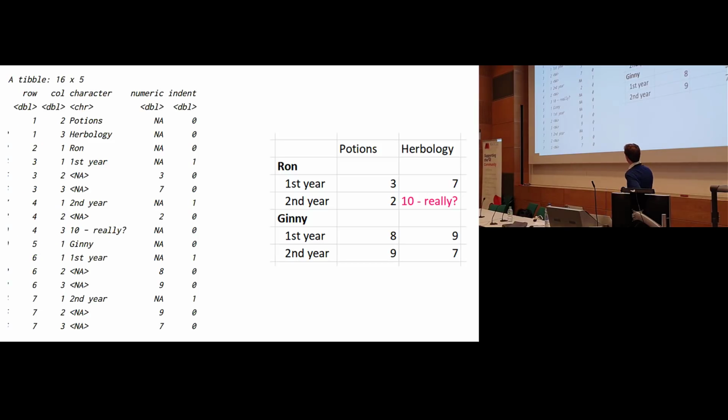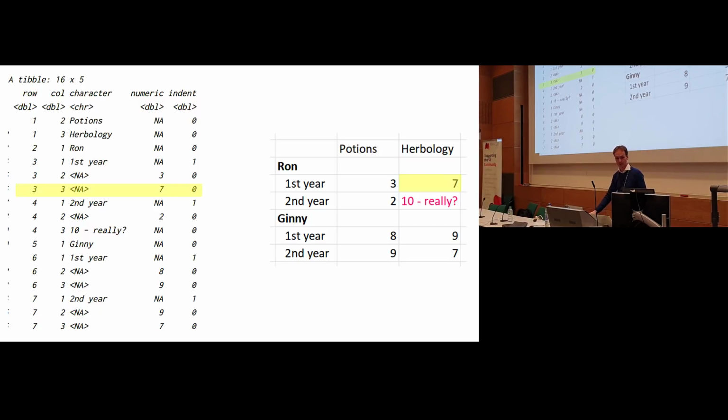So here's where we get to the good bit. Here I've imported it with a tool that takes a different approach. It takes a cell-by-cell approach, where instead of describing the whole spreadsheet in one go, it's trying to describe each individual cell of the spreadsheet. So if we look at the top row, that row of that data frame describes the highlighted cell in the spreadsheet. So we can see it's the cell in row 1, column 2, that's right. It has a character value, potions, that's right. It doesn't have a numeric value, and it's not indented.